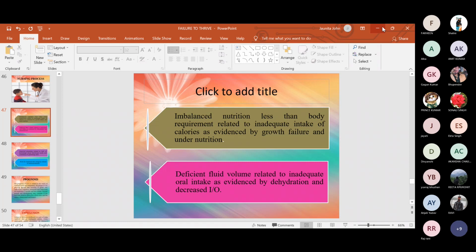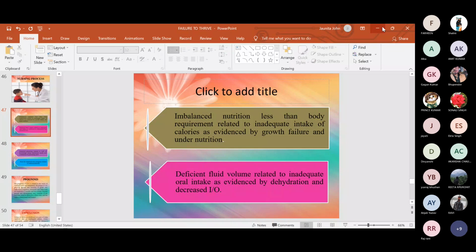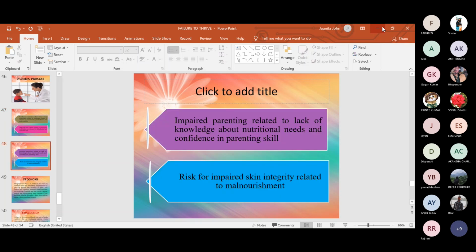Next is deficient fluid volume. For this, you have to maintain the full plan. Whatever diagnosis I had given, only 4. You can add on your own as well. Deficient fluid volume related to inadequate oral intake as evidenced by dehydration and increased intake and output. Next, impaired parenting related to lack of knowledge about nutritional needs and confidence in the parenting skills. These points I had taken from what we have already seen, that they have no knowledge. First is imbalanced nutrition, next is deficient fluid volume, then impaired parenting, the parent does not have the particular parenting skills. Next is risk for impaired skin integrity, related to malnutrition and malnourishment.